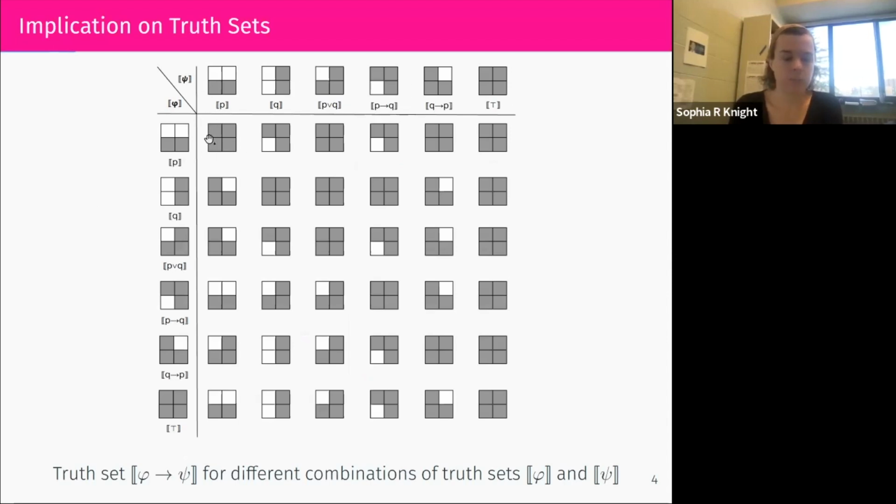So here's P implies P, and black is true, white is false. Here's P implies P, here's P implies Q. So we start with P and Q, and we get these four diagrams. And these give us three different new things to add to our table. So we add this one here.